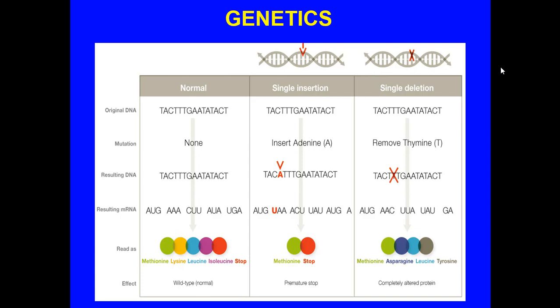The normal one, you can see the original DNA, the resulting DNA, the resulting messenger RNA, and the resulting peptide sequence. Methionine, lysine, leucine, isoleucine, stop. With a single insertion, you have now created a condition where you end up with methionine and then stop.